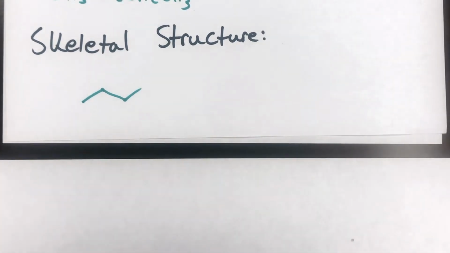So this is why the skeletal structure is used. It's because it's just the easiest and simplest to draw once you understand all of the assumptions that are made in that type of structure.